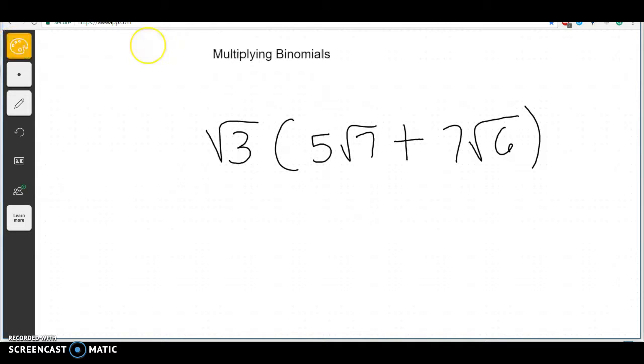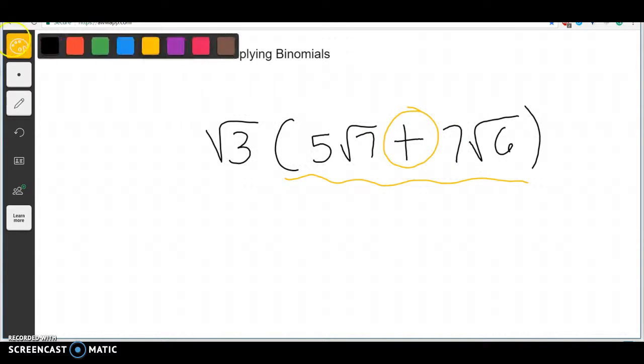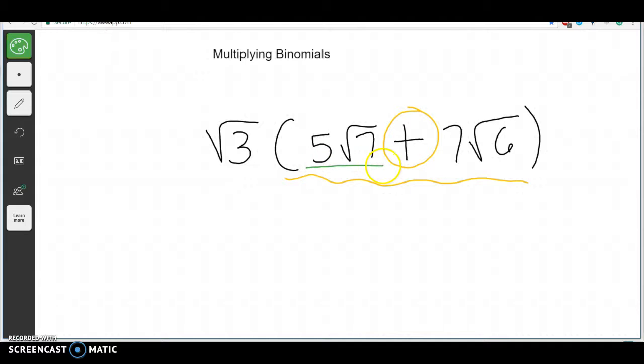And this problem that I have right here, I know it's a distribution problem because I have parentheses and this plus sign. Now normally, because there's parentheses, we have to do the stuff inside the parentheses, but we should know that I can't add this radical and this radical together because they're not the same square root. Like, they would have to be 6 and 6 or 7 and 7, but they're not. So because they're different and they're not like terms, I can't add them together. So we're going to start out by distributing this radical 3 to both terms.